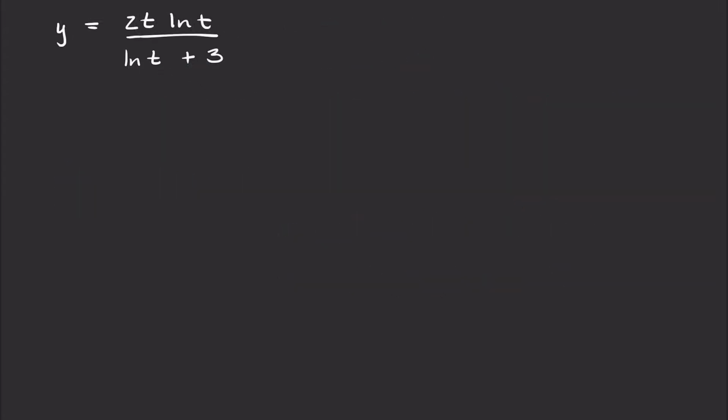In our next function, we have y equals 2t times the natural log of t all over the natural log of t plus 3. So this is going to be a quotient rule. And so I'm going to let the first function be 2t natural log of t. This is going to involve a product rule when we find u prime, but it's really not that bad. And then v is going to be my lower function, or natural log of t plus 3.